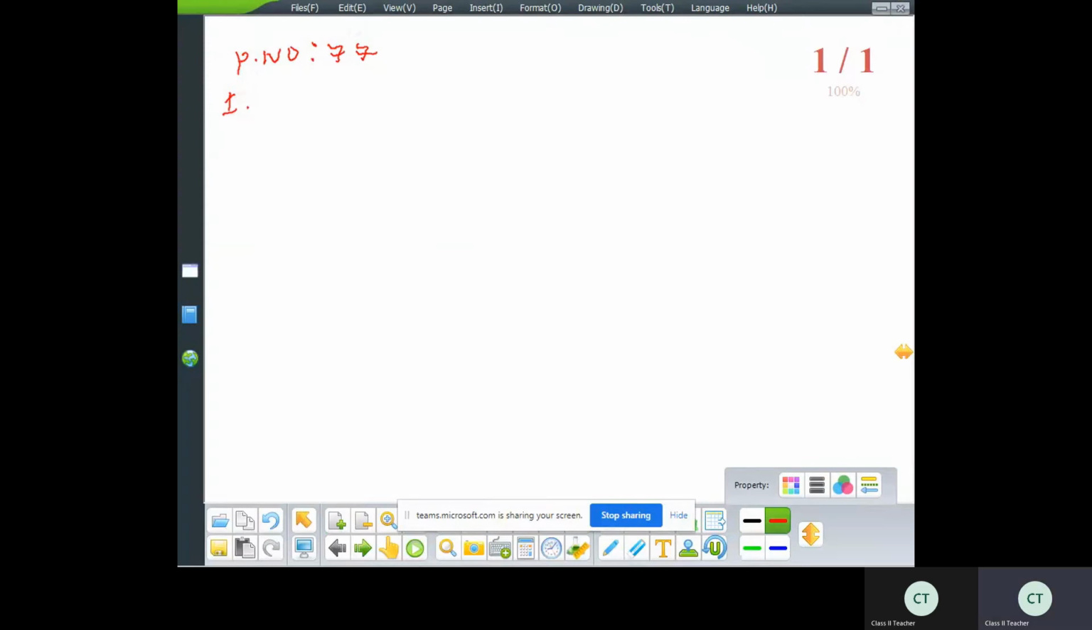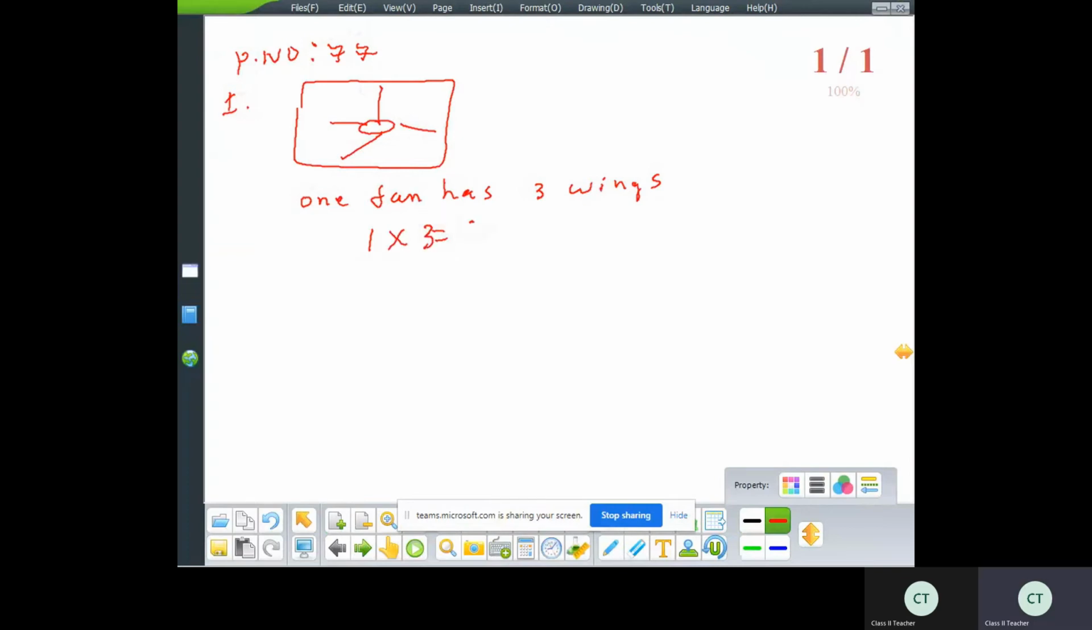In first box, only one fan is there. One fan has 3 wings. Here 3 repeated only one time. 1 into 3 is equal to 3.